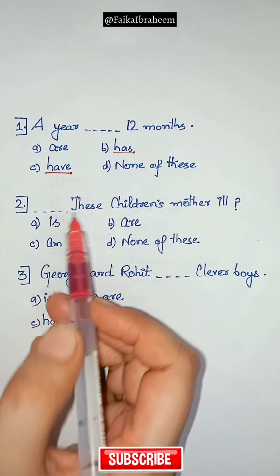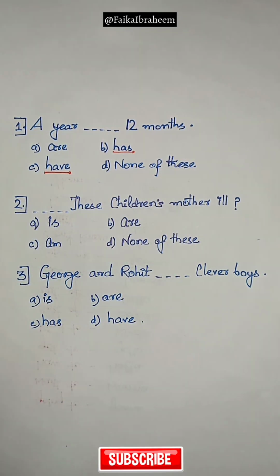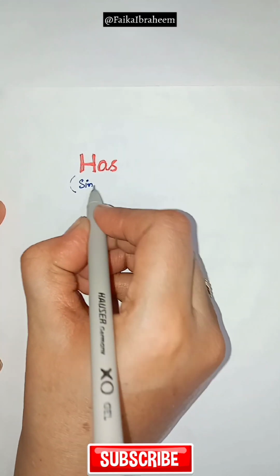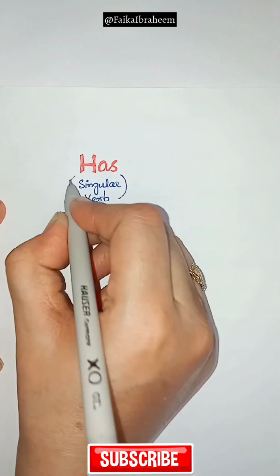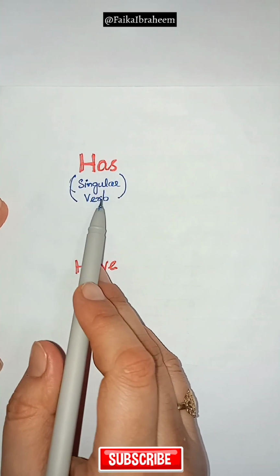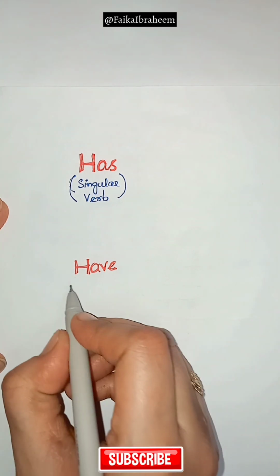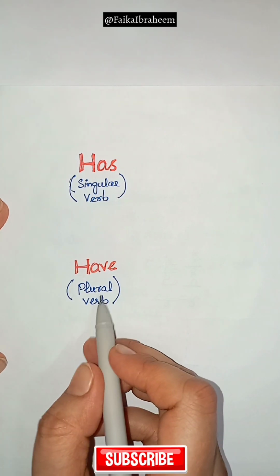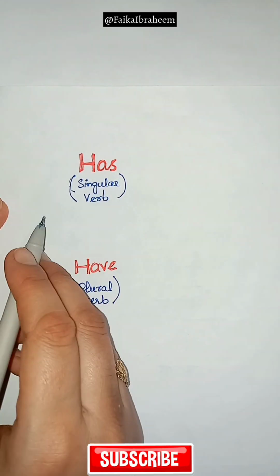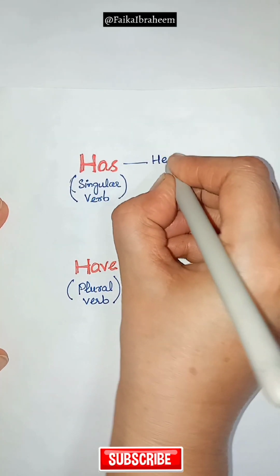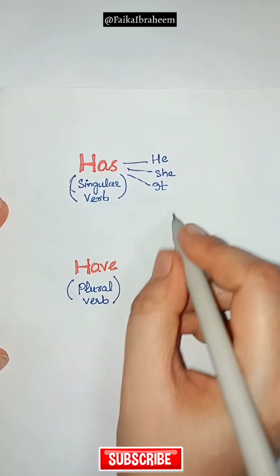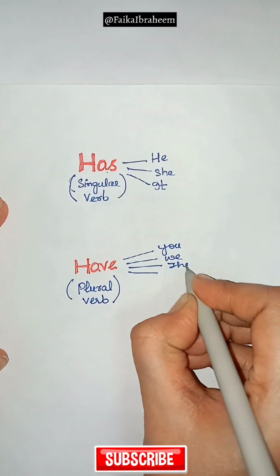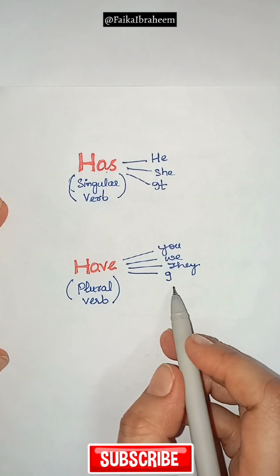So you should know the difference between has and have. What's the difference between has and have? Has is a singular verb which comes with a singular subject, and have is a plural verb which comes with a plural subject. Also, he, she, it takes has, and you, we, they, I takes have.